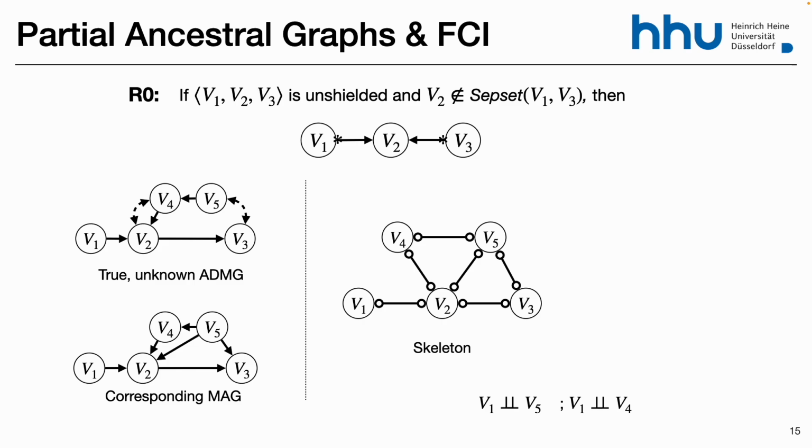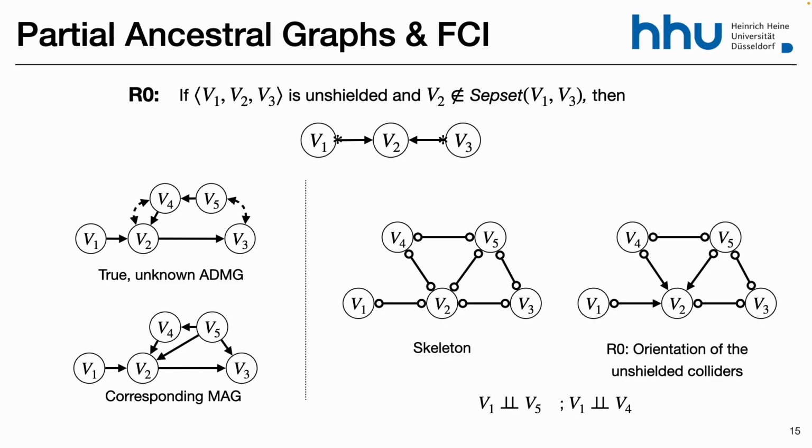Sure, exactly. What about V1 and V4? V1 and V4 form this unshielded triplet, and V2 is not part of the separating set. So we are going to have this and this. Okay. What are the next?